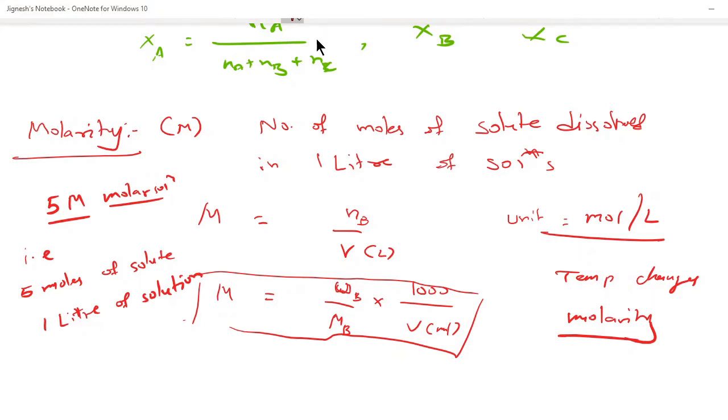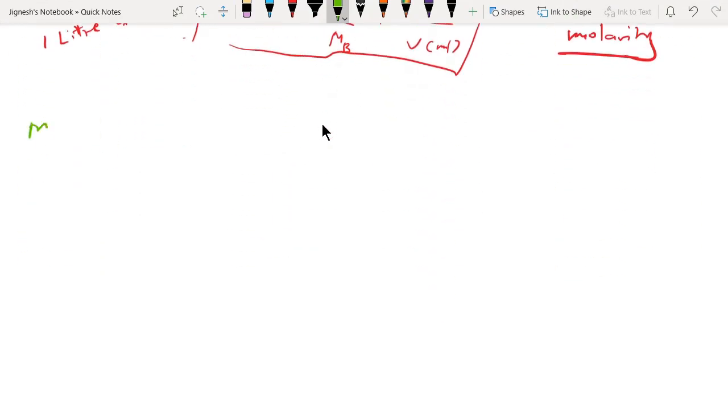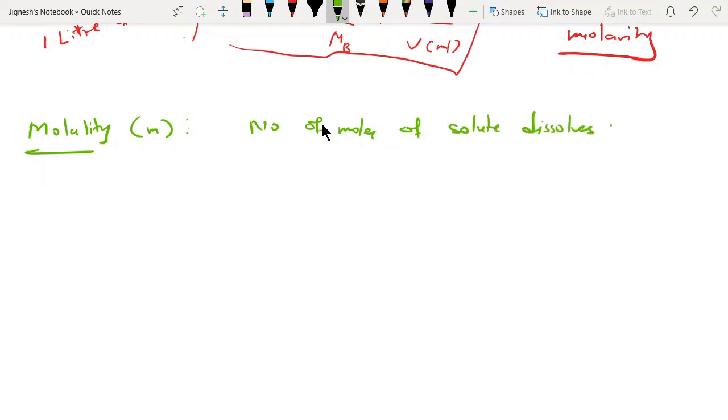The last but not the least and the final concept for today's chapter is molality. Nowadays this is widely used in industries for expressing the concentration of solution. Why? Because this is not dependent on temperature. How? Let's see. The definition says the number of moles of solute dissolved in 1 kilogram, whereas the previous one was 1 liter, here it's 1 kilogram of solvent.